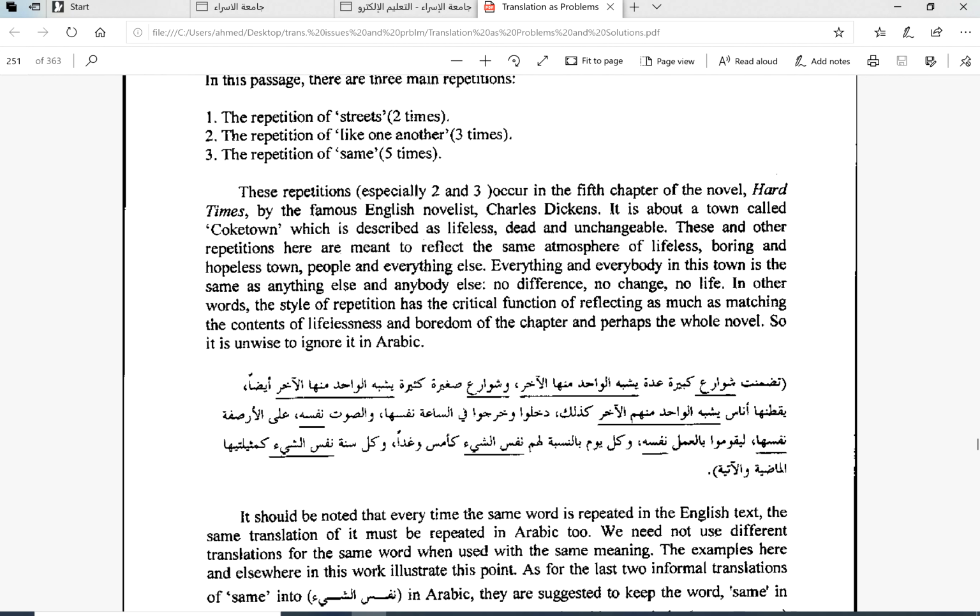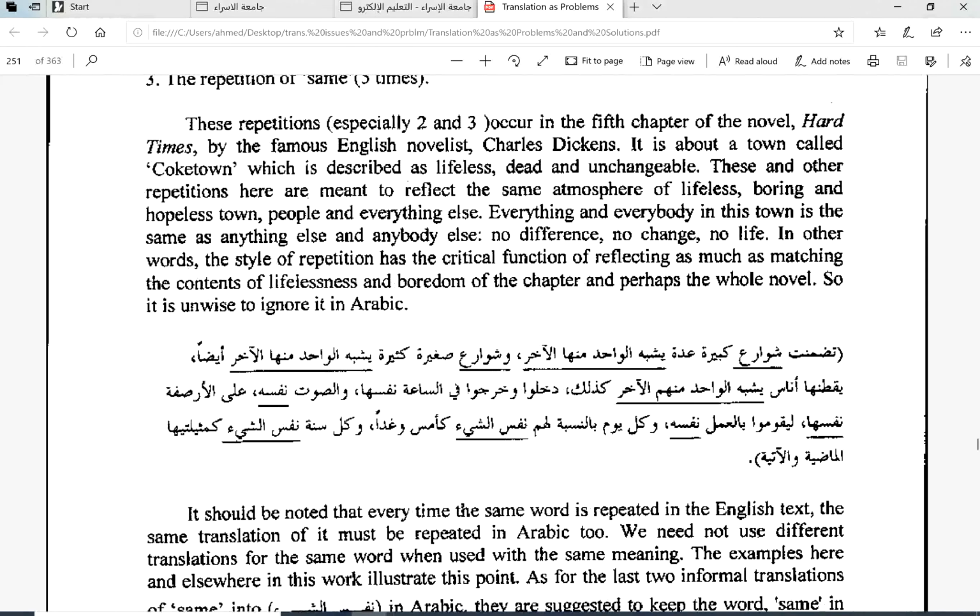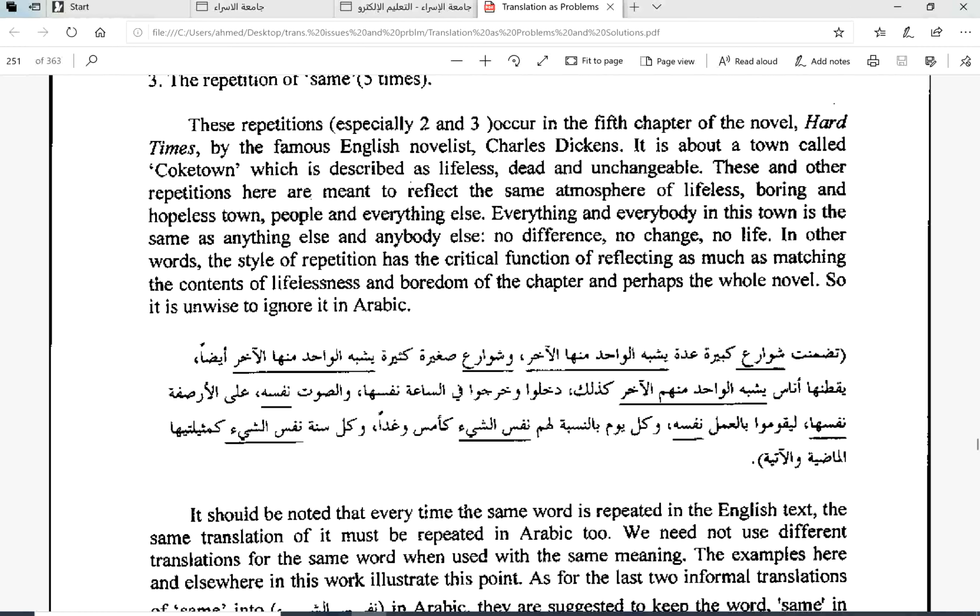In other words, the style of repetition has this critical function of reflecting, as much as matching, the contents of liveliness and boredom of the chapter, and perhaps the whole novel. So it's unwise to ignore it in Arabic. We have translated this way.